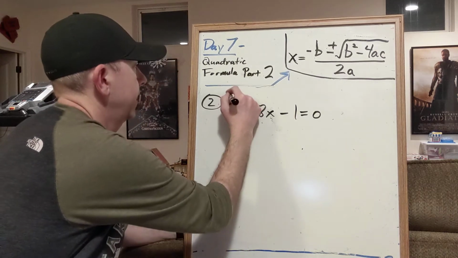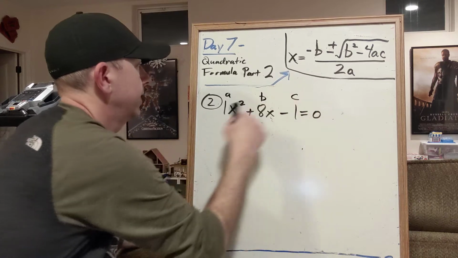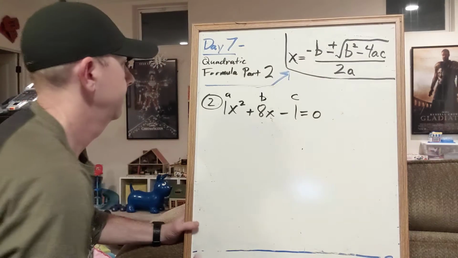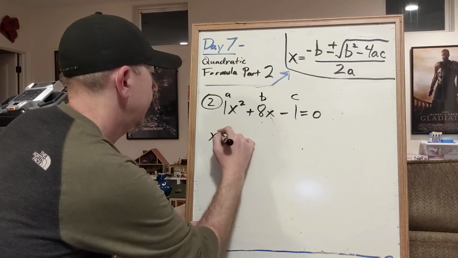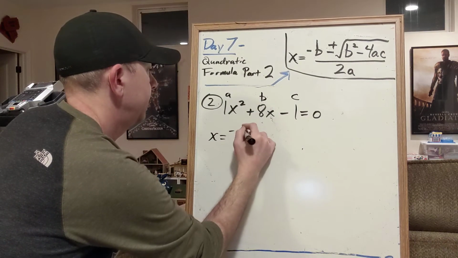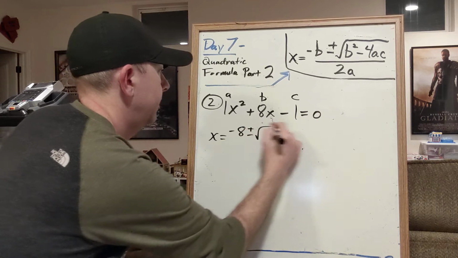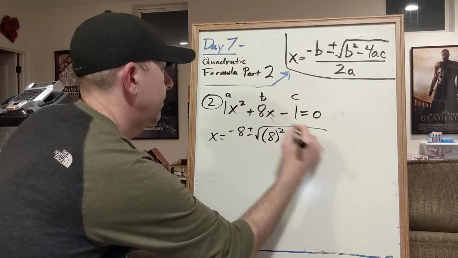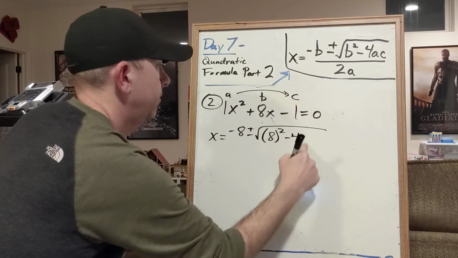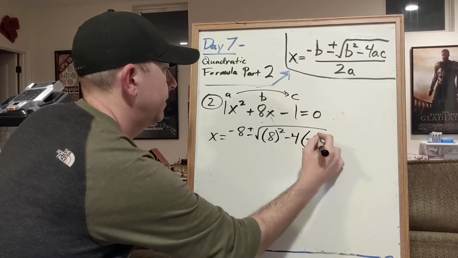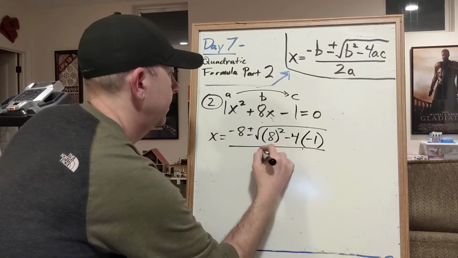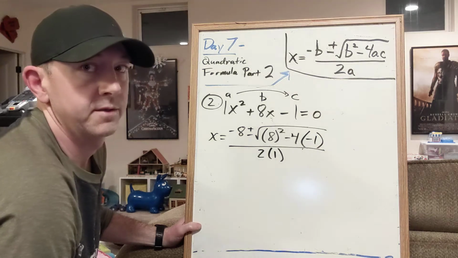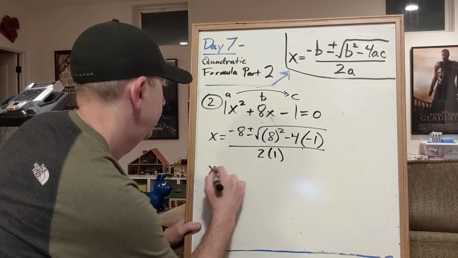All right, so here we go. Here's A, B, and C. Keep in mind, if there's nothing out front of something, that is going to be a 1. So x equals the opposite of B, so -8 plus and minus the square root of B squared, which is 8 squared, minus 4 times A times C. You can put 1 times -1, but we know that's just -1. The whole thing over 2 times A, which is 1 this time. So that is getting it all set up.